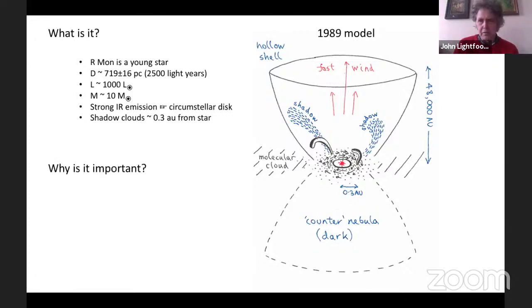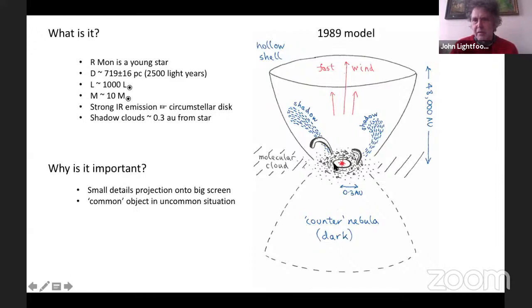So why is it important? I'll put this in the middle of the talk because it hasn't really changed. The important thing is that these small details of the accretion disk, or things happening near the star, are being thrown onto this gigantic screen. So what we have here is a very common object. There are lots of stars forming, but what's uncommon is that the screen is nearby, showing us stuff that we can't see by any other means.